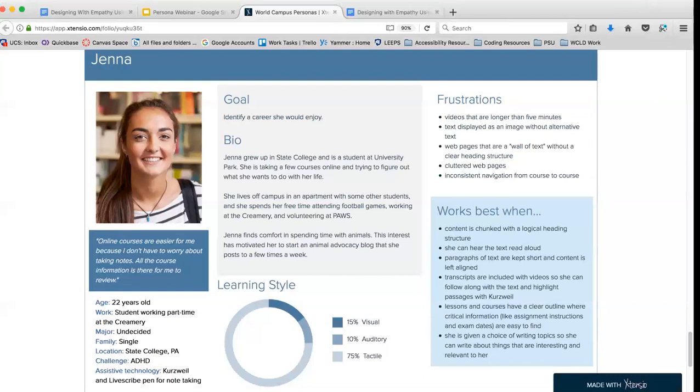She also likes, again, like many of our personas, she appreciates good heading structure where the content is chunked, and she likes shorter videos, less than 5 minutes.